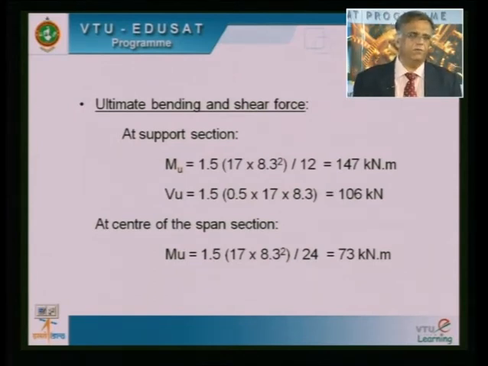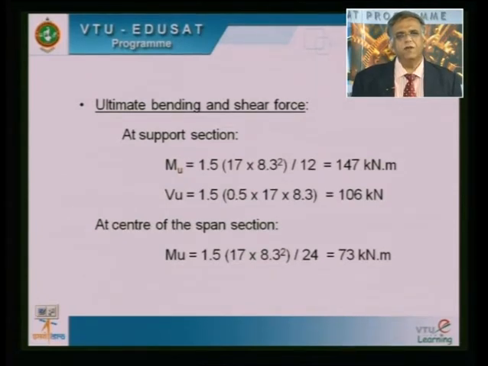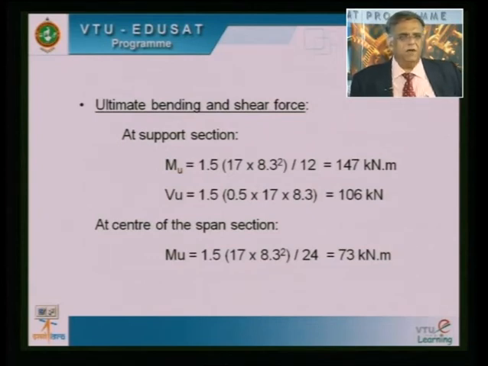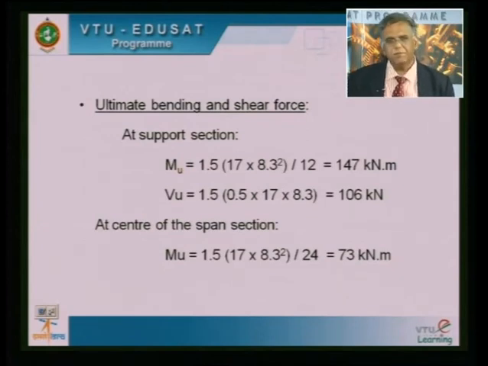Next we have this VU. No change at all, that is as usual, whatever the support reaction is, that is going to be your value of the maximum shear force, that has come to 106 kilonewton. Then calculate the moment at the mid span, it is W square by 24. So, the mid span moment gets reduced because of the continuity. In the continuous beam which you are going to study, you will understand this in a better manner.